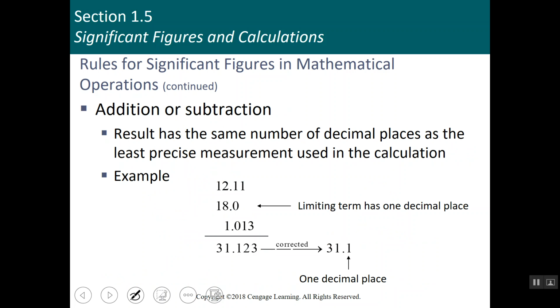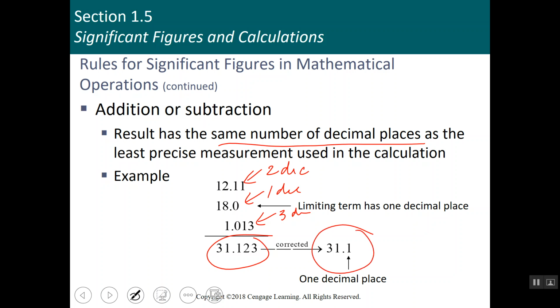Addition and subtraction have a little bit different rule. We need the same number of decimal places as the least precise. So that one has 2 decimals. This one has 1 decimal. This one has 3. Go ahead and do the math. And then we truncate so that we have the same number as the least precise. And so we would only have 1 decimal place in our answer.